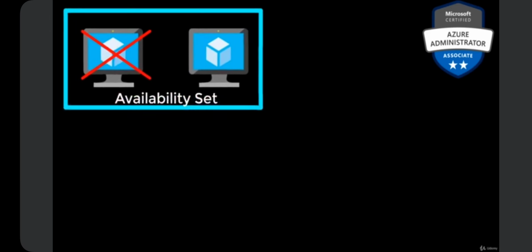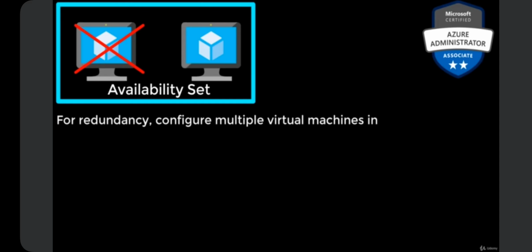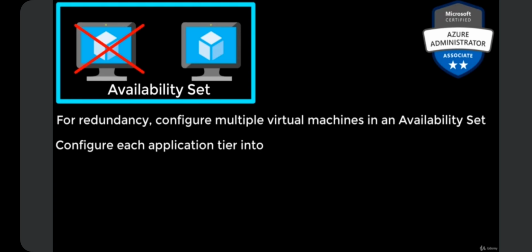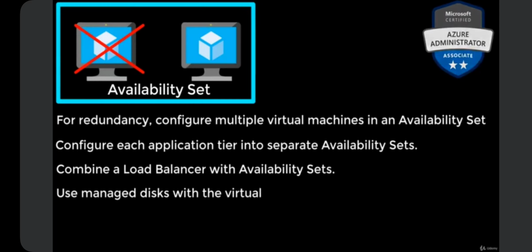There are a few things that you need to note when you're creating an availability set. For redundancy, configure multiple virtual machines in an availability set. Configure each application tier into separate availability sets. Combine a load balancer with availability sets. And always use managed disks with virtual machines.